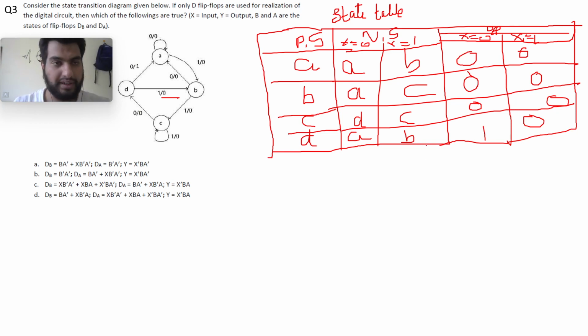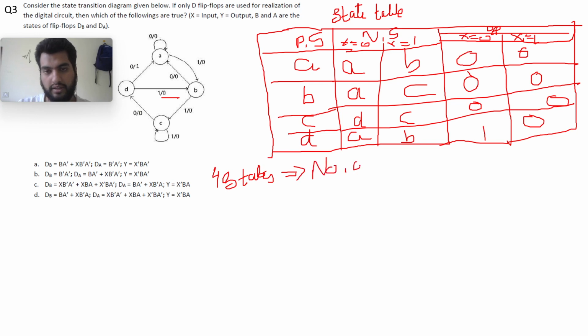Now how many states are there? There are 4 states: A, B, C, D. So how many flip-flops are required? It's given in the question as 2 flip-flops, but let's just show how 2 flip-flops are required. So I have 4 states, right? And the number of flip-flops that are required to represent these states is given by the ceiling function of log 2 of the number of states, which I will represent by S.